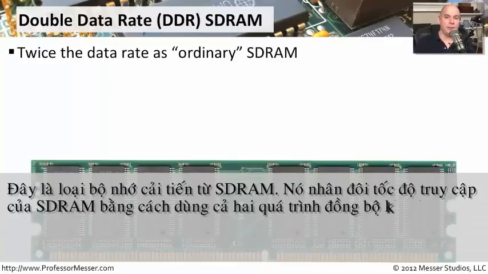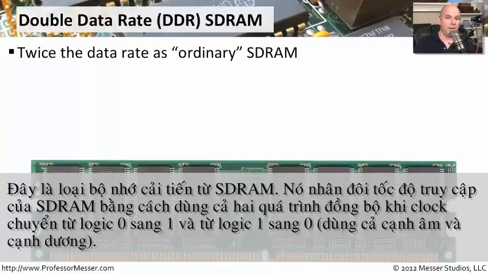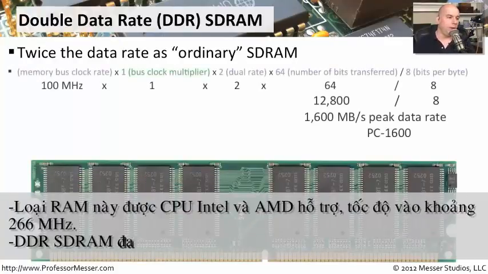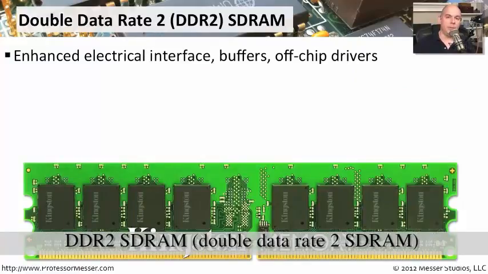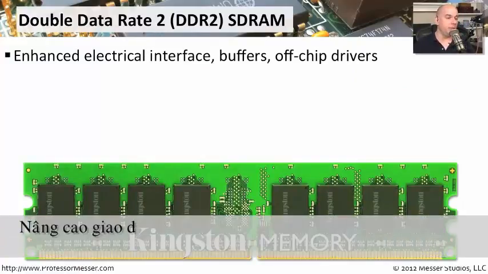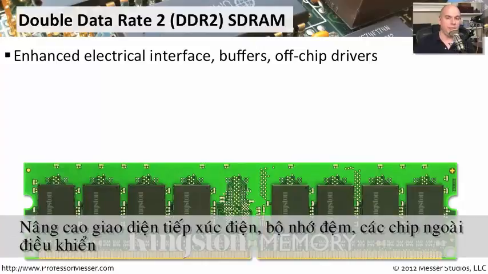Our modern memory types are based on double data rate synchronous dynamic random access memory. This DDR SDRAM is one that we see very, very commonly. The first one that came out was simply DDR RAM. The next version of DDR memory was called DDR2. This is the double data rate 2 SDRAM, and there were a number of enhancements associated with it.